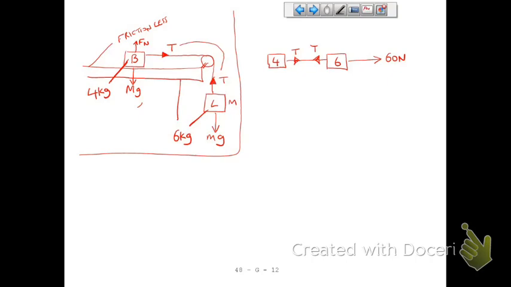If I cut the string, what would the acceleration of the load be? What's the acceleration of that load if I just cut the string and let the thing go? It'd be negative 10 meters per second squared. Yeah, just free fall.